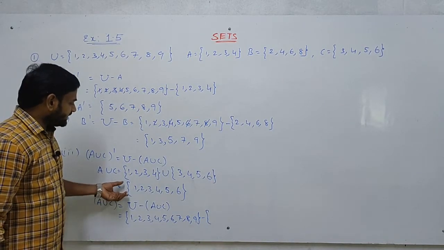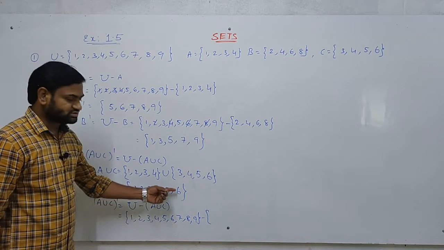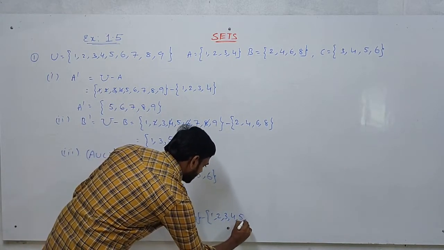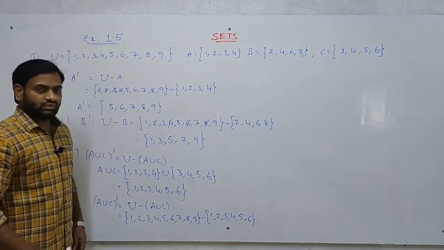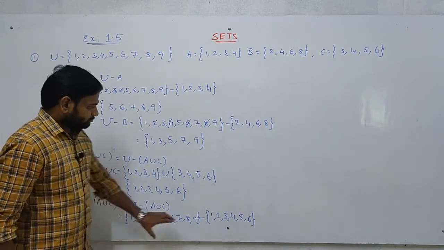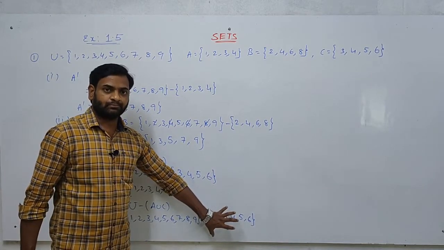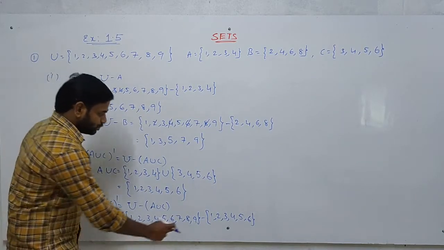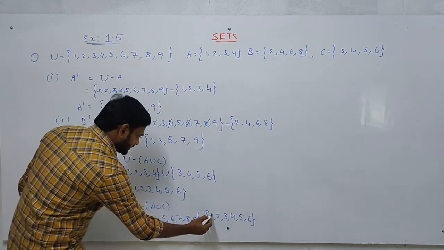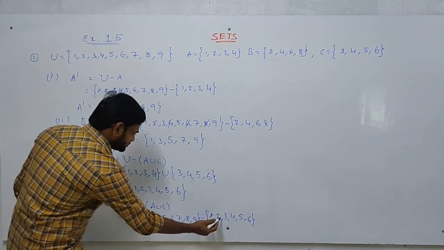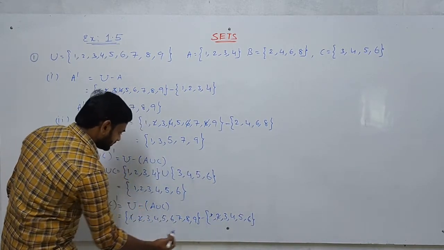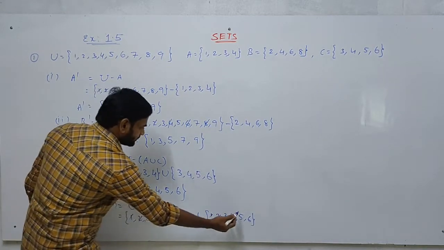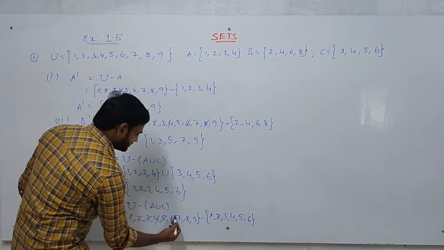Now what you got, A union C? That is 1, 2, 3, 4, 5, 6. Now from this U, we have to cancel or eliminate these elements from this one. So 1 is there, here also 1 is there. You can cancel this one, 1, 1. Next 2 is there, cancel 2. Next 3, cancel. Next 4 is there, cancel. Next 5 is there, cancel. Next 6 also is there, cancel.